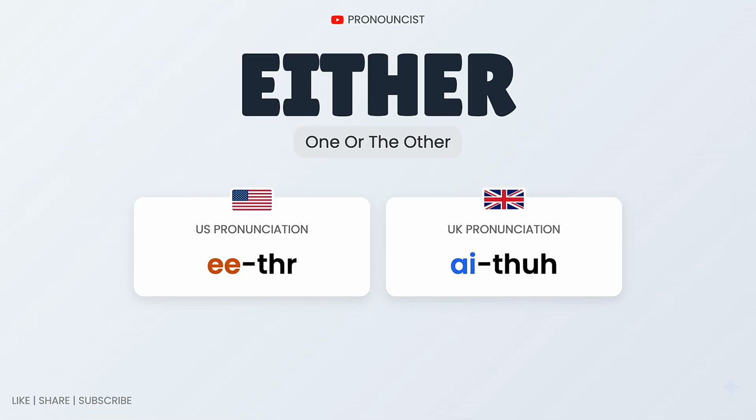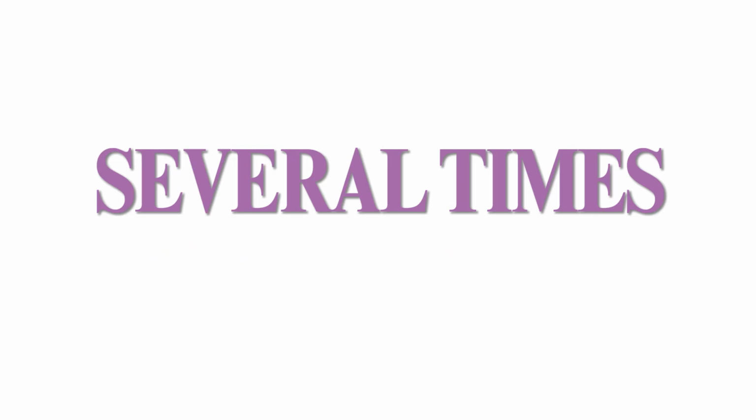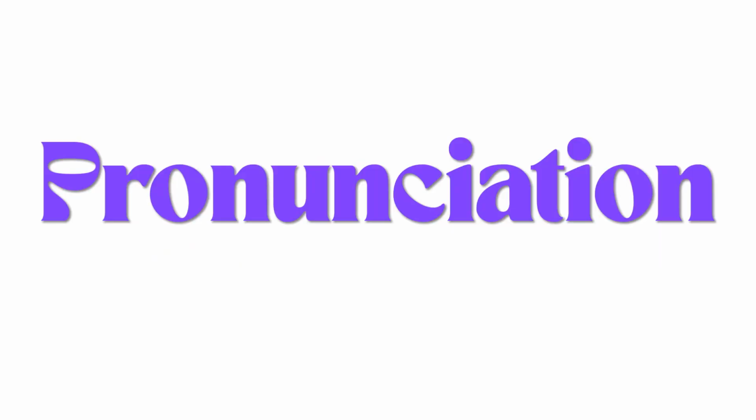Either. US uses E. UK uses I. Watch the first sound. Practice repeatedly and you'll soon be able to say this word perfectly. The best way to practice is to repeat the syllable multiple times. The meaning of the word is one or the other. Try repeating this word several times to improve your pronunciation.